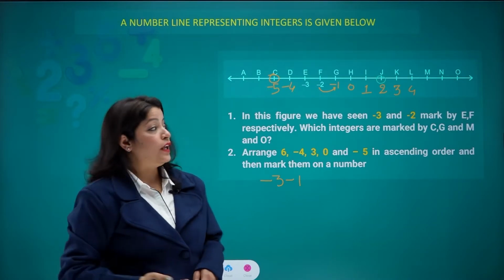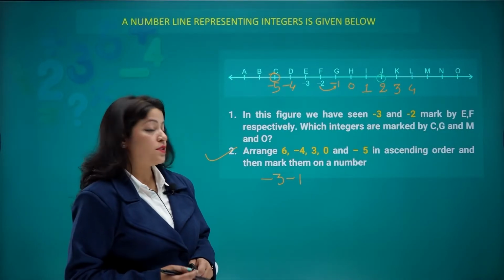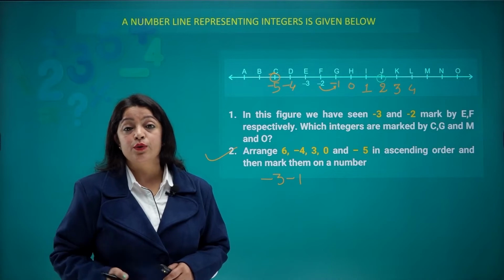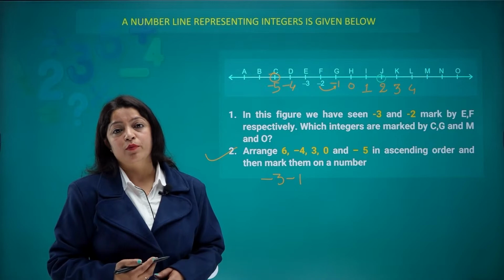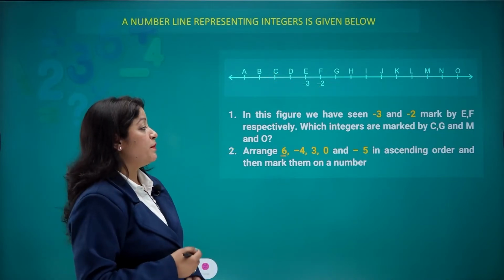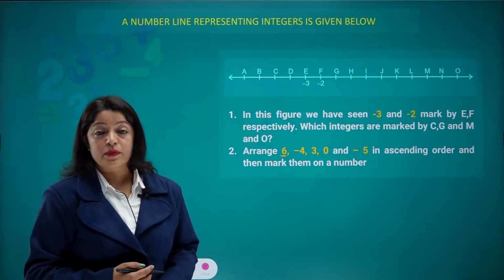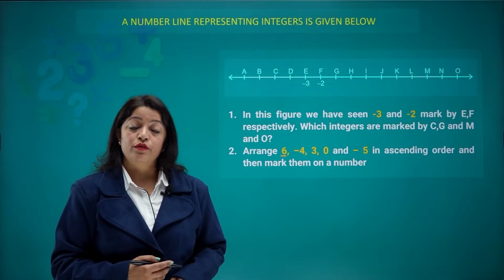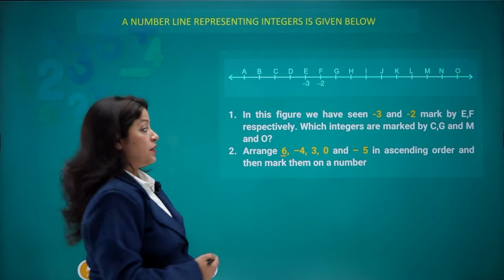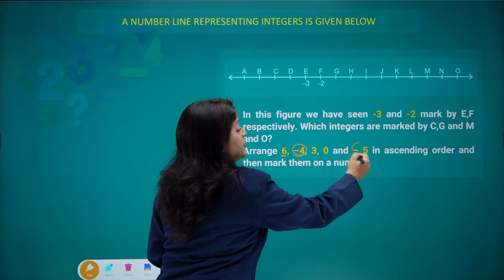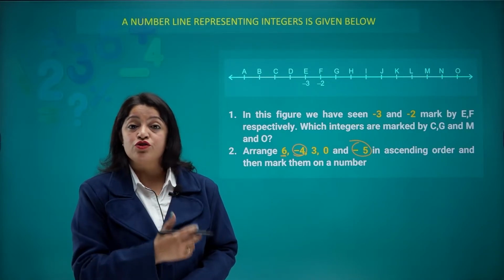Basically, you can arrange all these numbers now. Look at this question. So, here if we arrange the numbers 6, minus 4, 3, 0 and minus 5, first you need to arrange them in ascending order and then you have to mark them on the number line. Let us arrange them all in ascending order first of all, and then we will arrange them on the number line. So, while arranging in ascending order, we have to first check the negative numbers. Okay, how many negative numbers are here? First number and second number. Here are two negative numbers. So, first of all, we will arrange these two numbers.